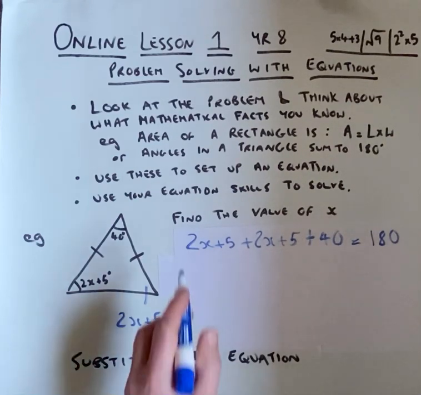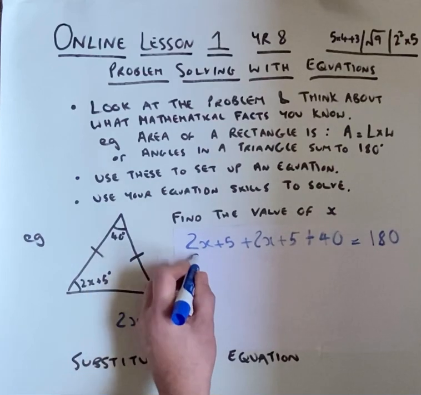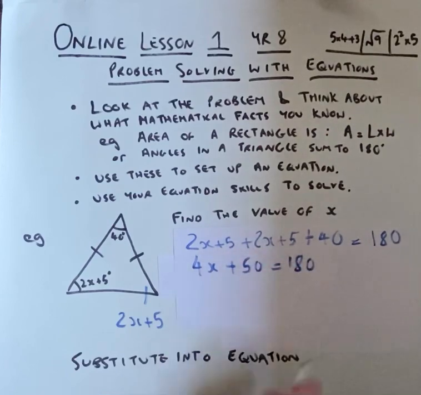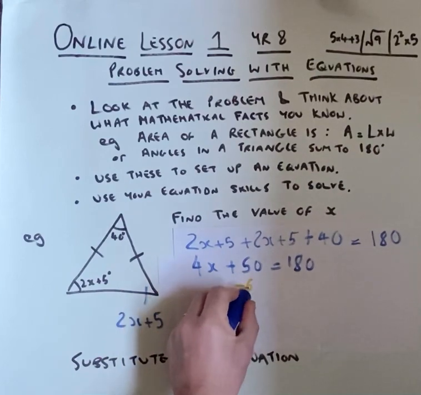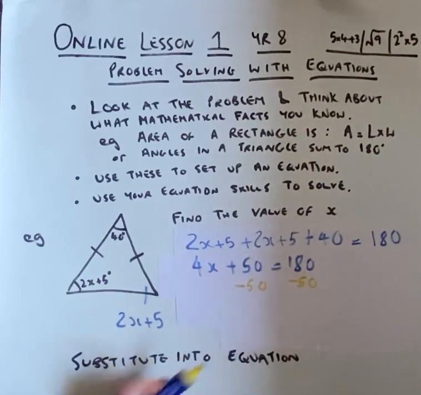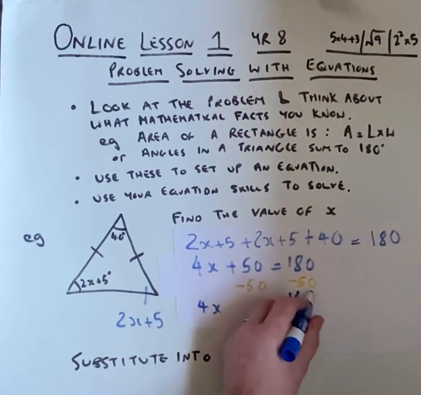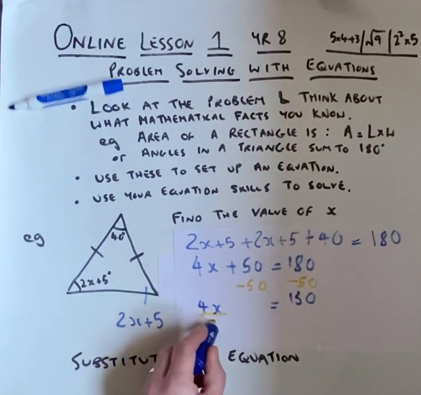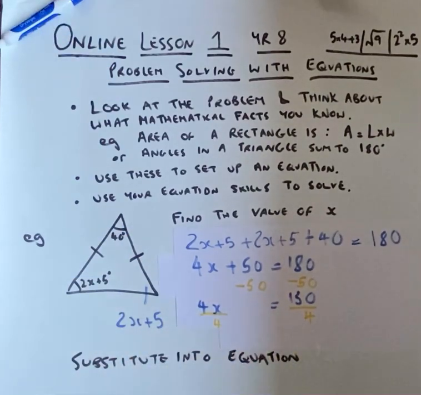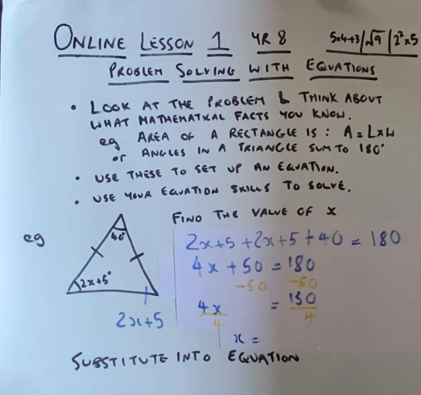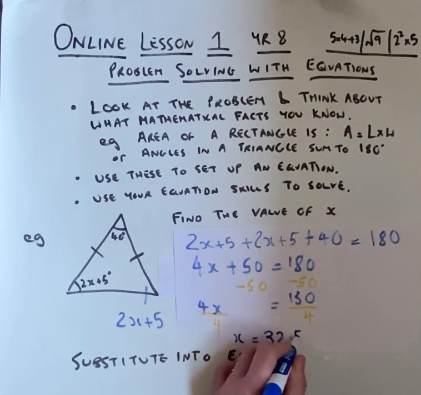Then what we're going to do is simplify our expression, so that gives us 4x plus 50 is 180, and now we're at the balancing stage. So we're going to subtract 50 from both sides, and that's going to give us 4x equals 130, and then we're going to divide both sides by 4 to get down to just x. So x, well, 130, half is 65, half again is 32.5.